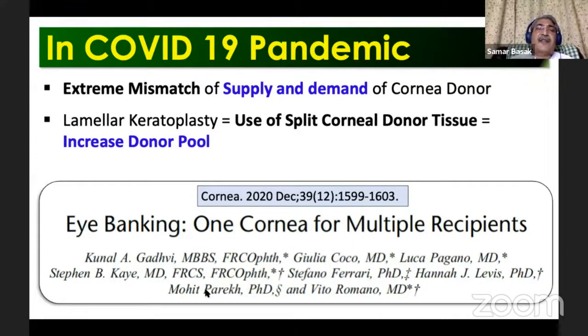So there is extreme mismatch between supply and demand of cornea donors. So lamellar keratoplasty is one of the good opportunities where we can split the corneal donor tissue and increase our donor pool. This is a review article in Cornea last year, where we can see that one cornea can be used for multiple recipients.